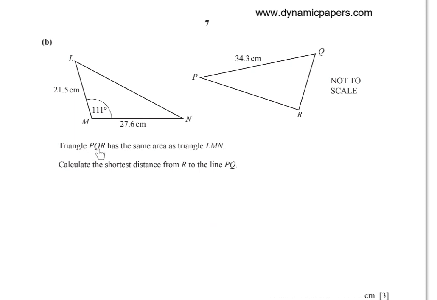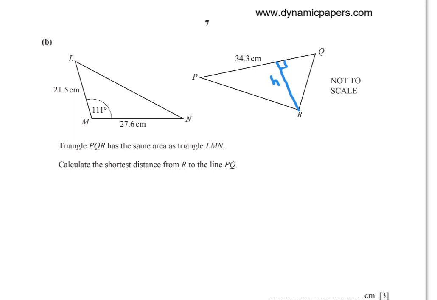B. Triangle BQR has the same area as the triangle LMN. Calculate the shortest distance from R to BQ. The shortest distance is the perpendicular distance. So if we drop a perpendicular from R to BQ, we need to find this distance. We need to find the height of this triangle.